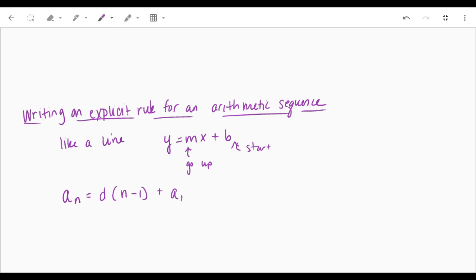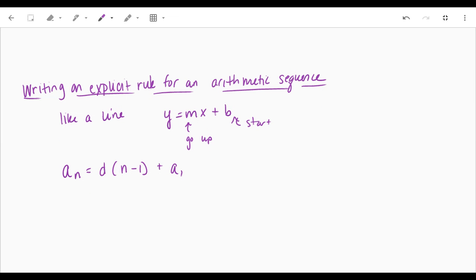Okay, so for example, in the example that is in this problem right now, they give me 4, 13, 22, 31, and so on. So I can figure out the two things that I need: my first term is 4, and the difference between terms looks to me like 9. I'm going up by 9 every time. Okay, so a sub n would equal 9 times n minus 1 plus 4.